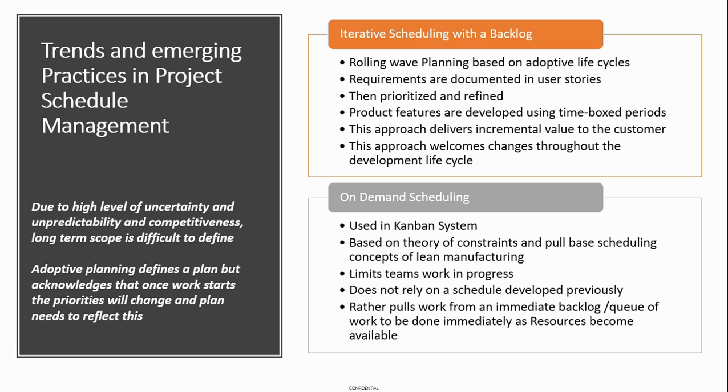And also, there is an increasing trend of using on-demand scheduling. You would have learned in previous studies about the Kanban system, which is used in lean manufacturing and is used for pull-based scheduling, which also limits the amount of work in progress by your teams. So these are the two emerging trends in practice in project schedule management. One, you need to understand the iterative scheduling coming through the adaptive life cycles, and also on-demand scheduling.